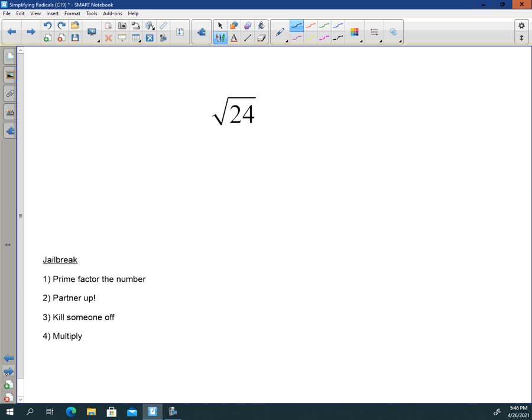All right, here we go. So we got 24, and we want to simplify this radical expression. So the first step is to prime factor the number. So I'm going to take 24, and I'm going to start to break it down. Now, I like to just start dividing by 2.